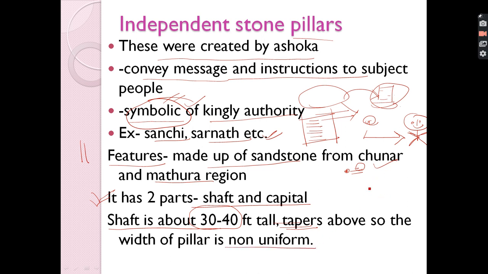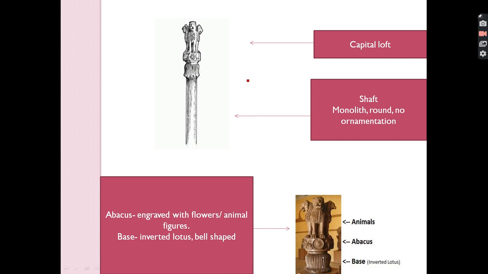Now what do you mean by tapers, right? The pillar was something like this, tapering. That means the width is more here and less here. Got it? Yeah, let's look here properly. So this whole part is called the capital loft, and then this whole part was known as the shaft, which was basically monolith, round, and no ornamentation.